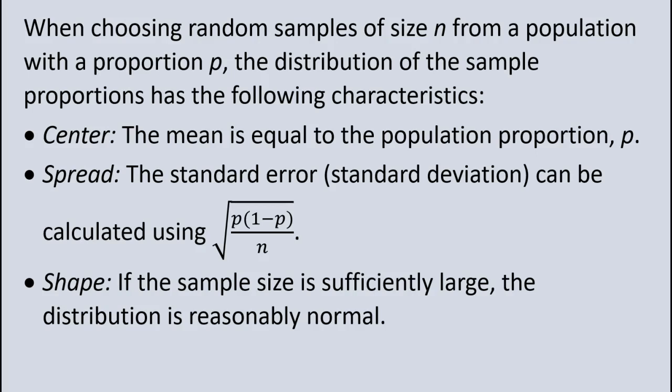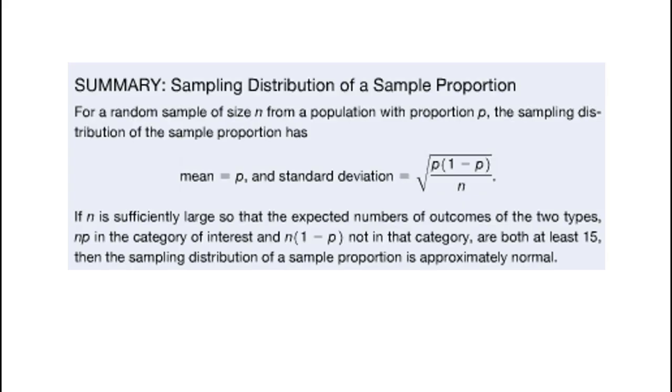And then finally, if the sample size is sufficiently large, the distribution will be reasonably normal. The larger the sample size, the more the sampling distributions tend to a normal distribution. A normal distribution is a good approximation as long as n times p is greater than or equal to 15 and n times 1 minus p is greater than or equal to 15, which is the same as having an expected count of at least 15 in each category. This box here summarizes the sampling distribution of a sample proportion. Let's now apply these ideas with some examples.